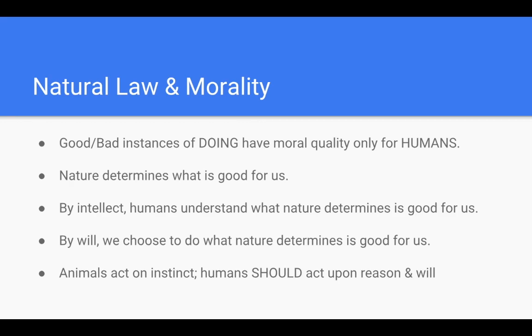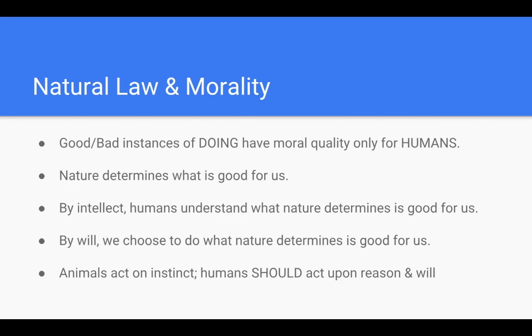Now, this brings us to natural law and morality. Good and bad instances of doing only have moral quality for humans. Why? Because of our intellect and our will. Once again, it's crucial for us to understand nature determines what is good for us, not us. Nature has determined what it is for us to flourish. Our processes, our intellect, our will, all of the abilities that we have, all the potentialities that we have, the capacity that we have to do anything is there for us to flourish.